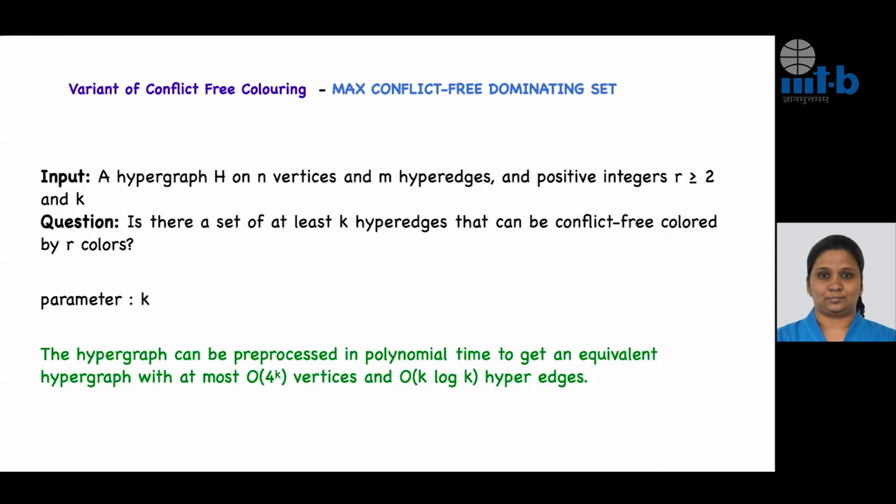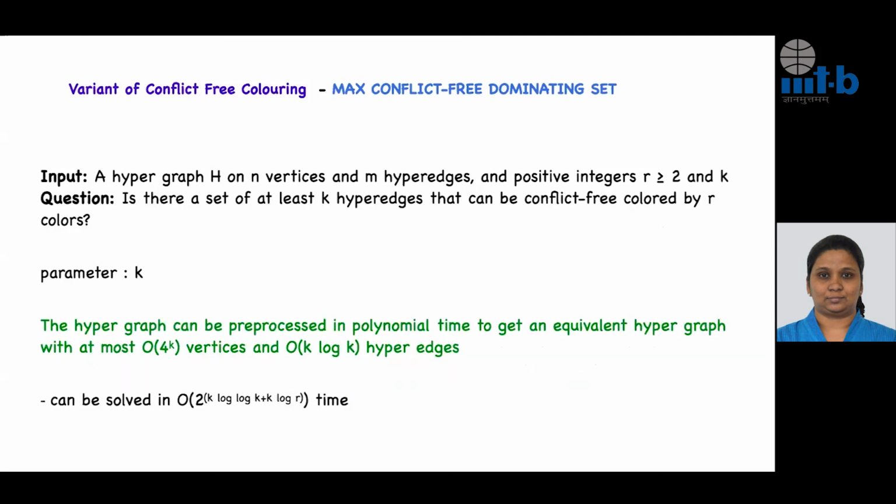So first we design a kernel in polynomial time. Actually the kernelization procedure itself gives you a direct FPT algorithm. If you use a brute force approach on the kernel, you will get an algorithm which runs in r power 4 power k time. But using further techniques like the color coding technique in FPT, we are able to design an FPT algorithm which will run in 2 to the power k log k plus k log r time.